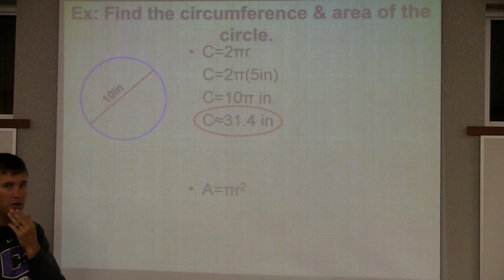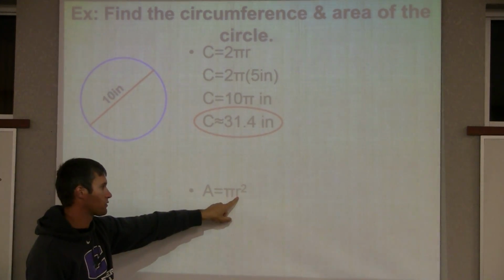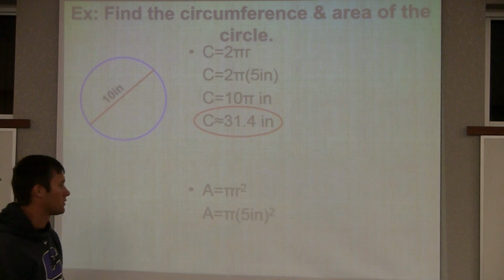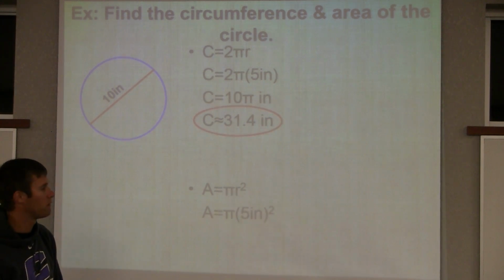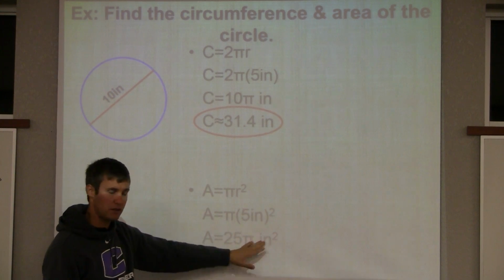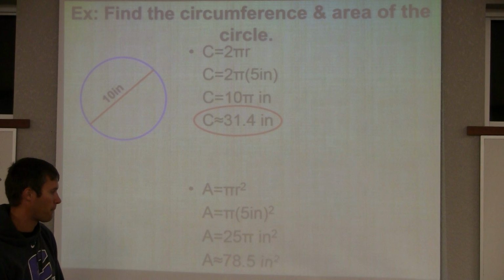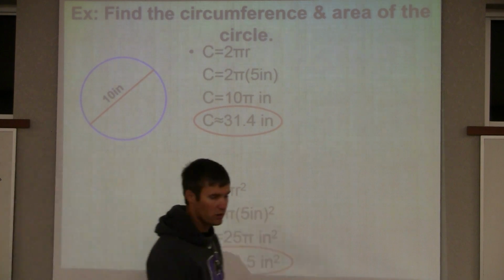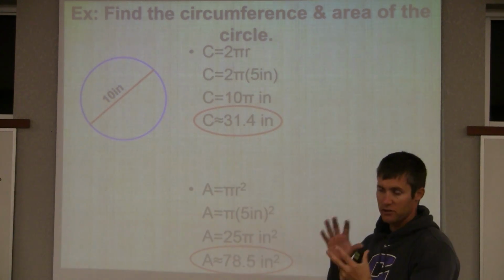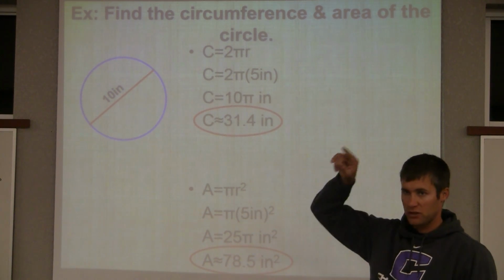Now if we want to find the area, again we take our radius, which is 5. So we go 5 squared, which is 25. If they say leave it in terms of pi, this would be fine. If not, then we go ahead and multiply by 3.14. So that is our lesson for today. Area is what's inside the figure. Circumference or perimeter is what's on the outside.